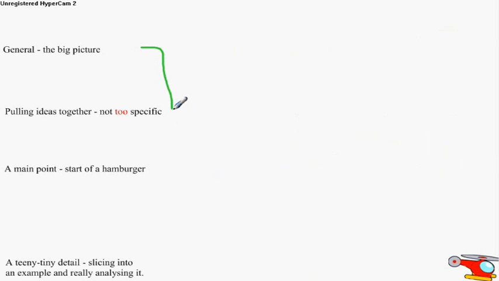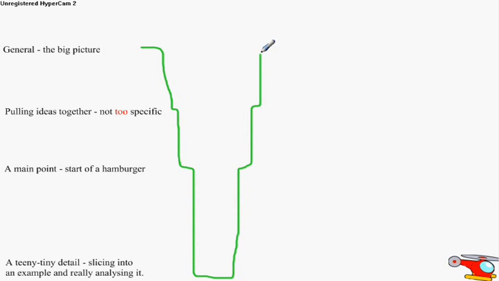Please remember, a bit of general, a lot of specific, pull together the things that you've said at the different layers, and you'll end up hopefully with a satisfactory essay.